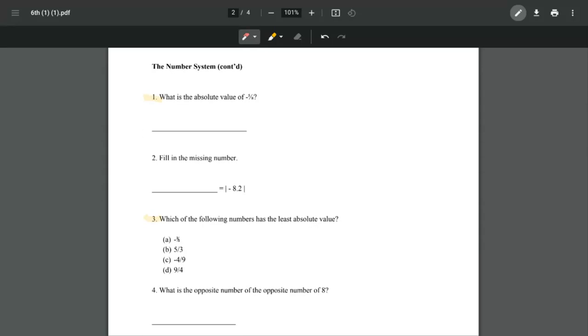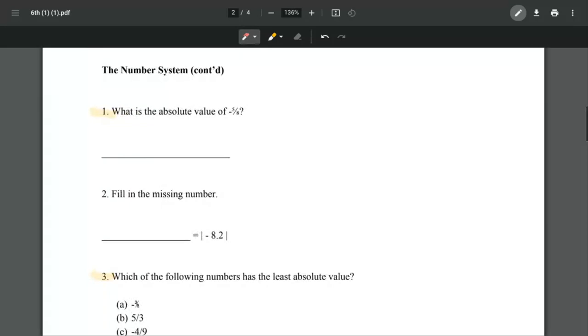So, what is the absolute value of negative 5 over 8? Okay, so what is an absolute value? Well, an absolute value is the magnitude of a real number without regard to its sign.